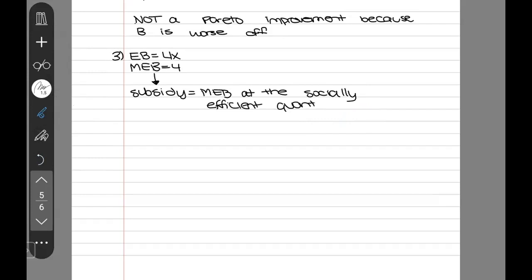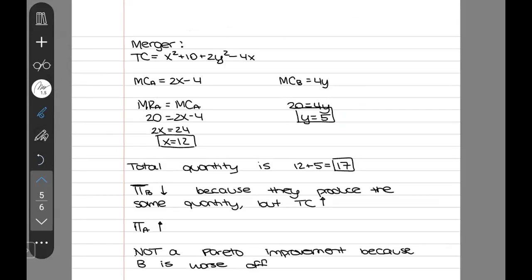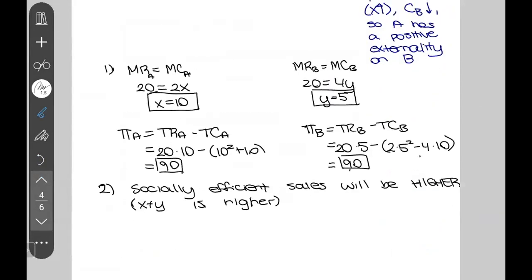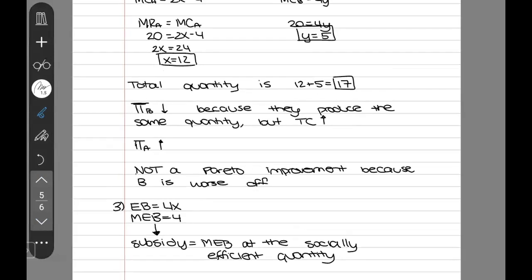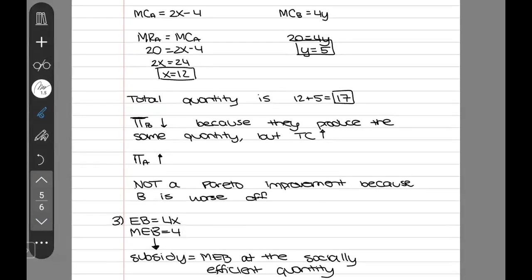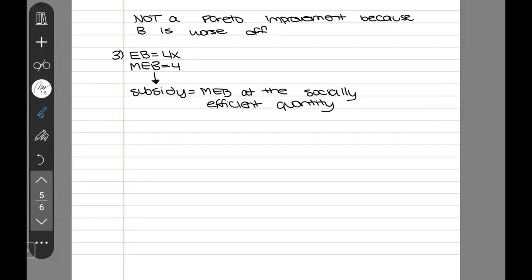But if you did have to plug something in, we would have to go back and find the socially efficient quantity for X, because X is the quantity of firm A, which is the one that's getting the subsidy. So for the socially efficient, I think we calculated that here. Yeah, we had X equals 12. So we would have to plug in 12 for the marginal external benefit. But again, here there's nothing to plug in. Either way, it's going to be 4.